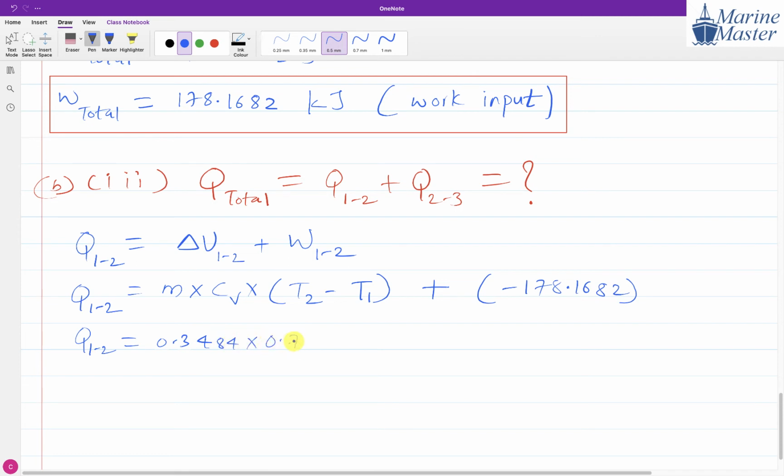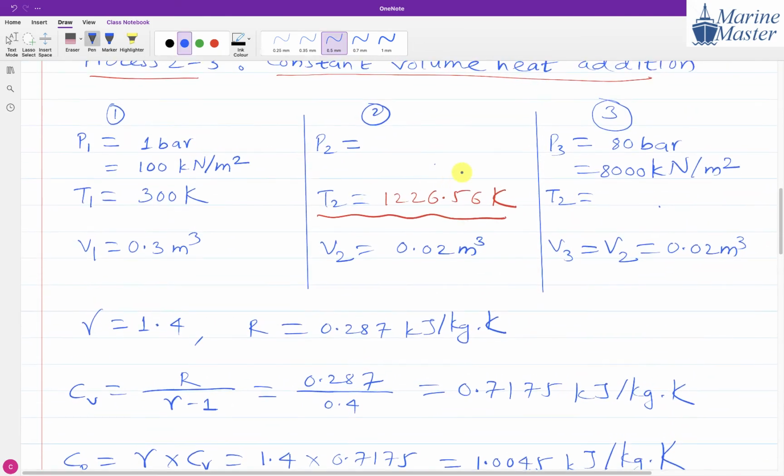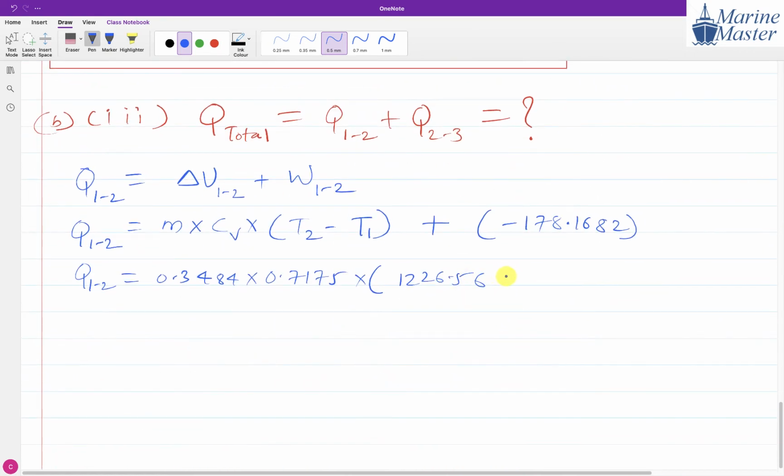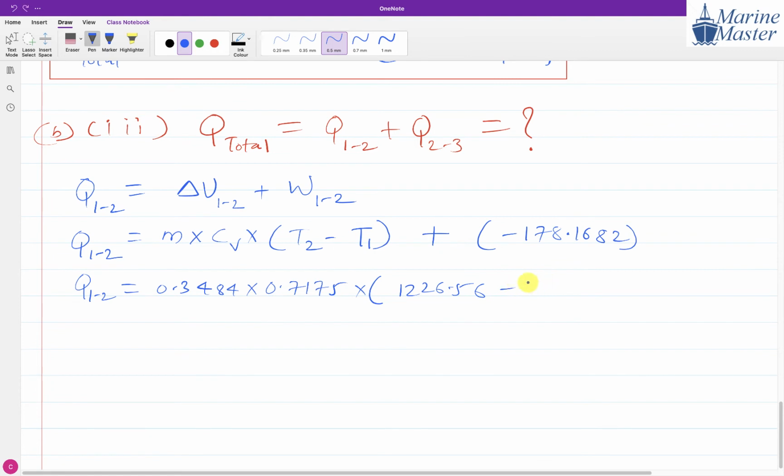Cv 0.7175. T2, how much T2 did we calculate? 1226.56. See your table, everybody should add this T2 in your table. I told you a few minutes before. And T1 is how much? They have given us 300 Kelvin. Let me write it down properly: 300 Kelvin, plus minus 178.1682.